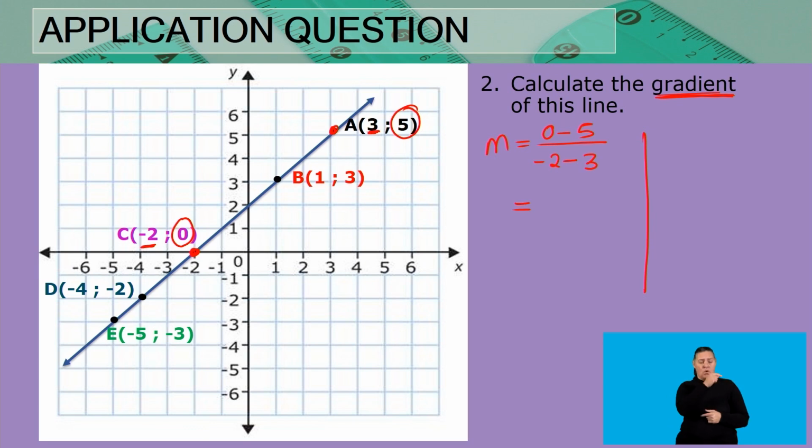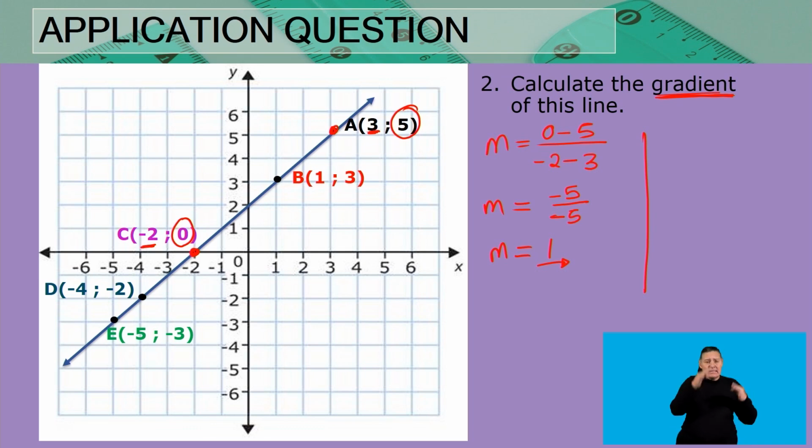Now what is 0 minus 5? That is a negative 5. And what is a negative 2 minus a 3? That will give us a negative 5. So what is negative 5 divided by negative 5? If you are thinking of 1, then you are absolutely correct. This means that the gradient of that line is 1.